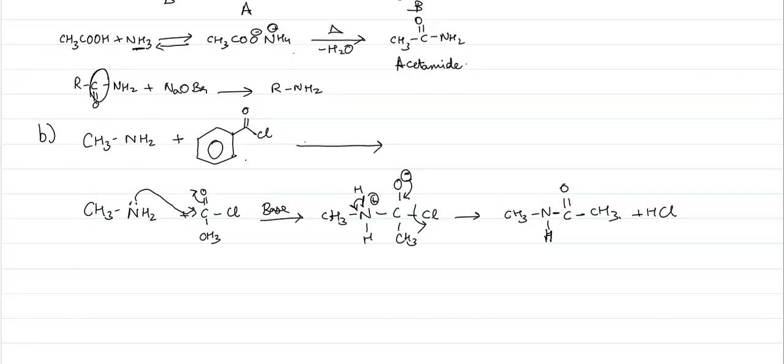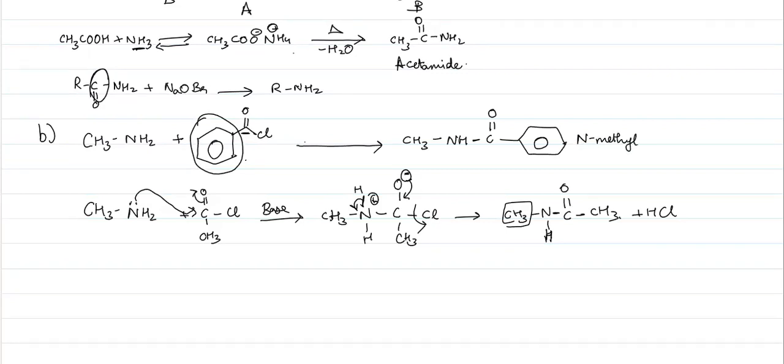Now, the same reaction can be applied to this one as well. So what's going to happen is the CH3 group is going to stay the same. So CH3, nitrogen stays the same, hydrogen again the same. Now over here, CO, because this is the carbon atom, and to it this benzene ring is attached. So this is going to be our product, and the name of this compound is N-methylbenzamide.